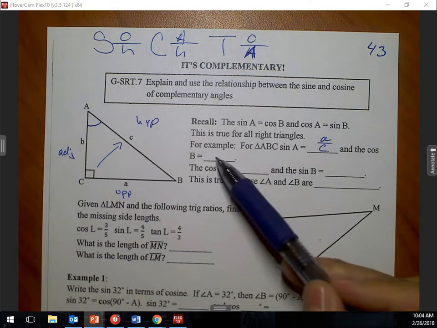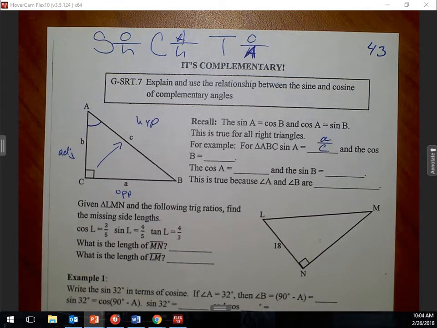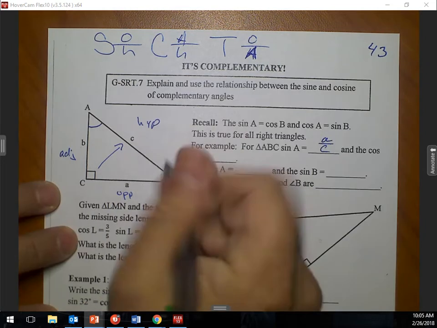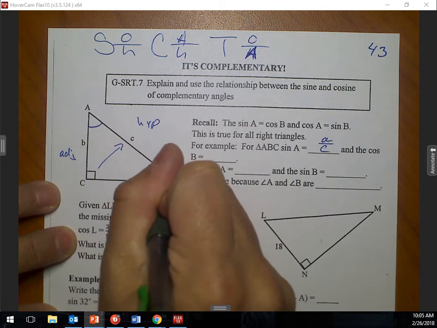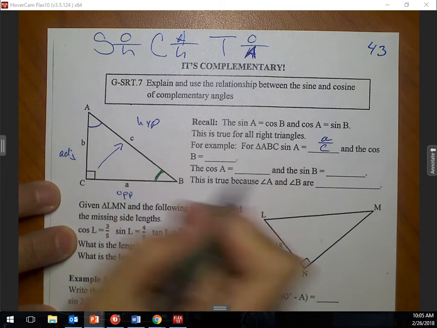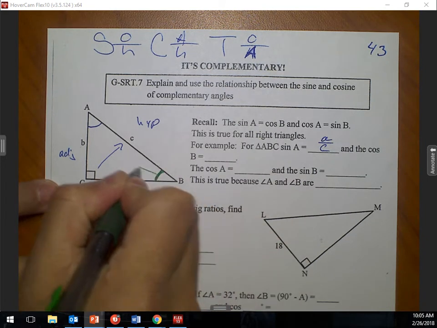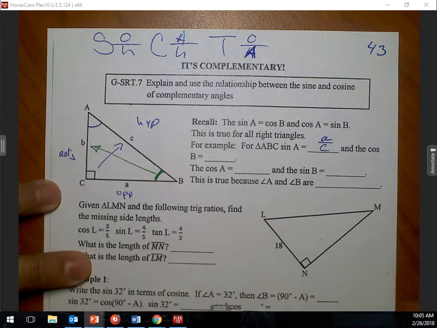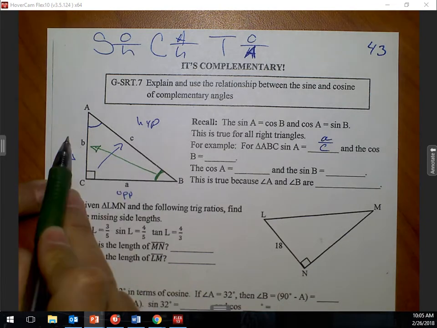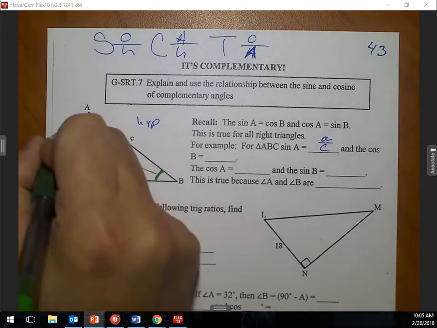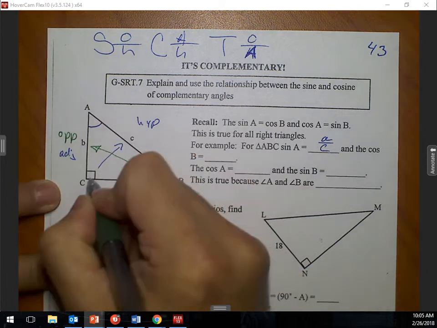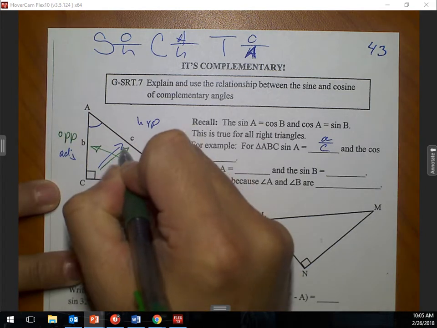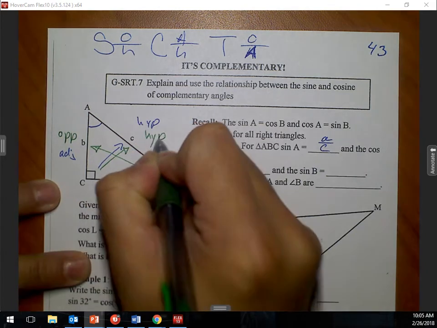And the cosine of B. Okay, so now from B, I'm going to do the cosine of B. I'm going to do this one in green now. So from B, this side over here is the opposite. This side is still hypotenuse. This side over here is?